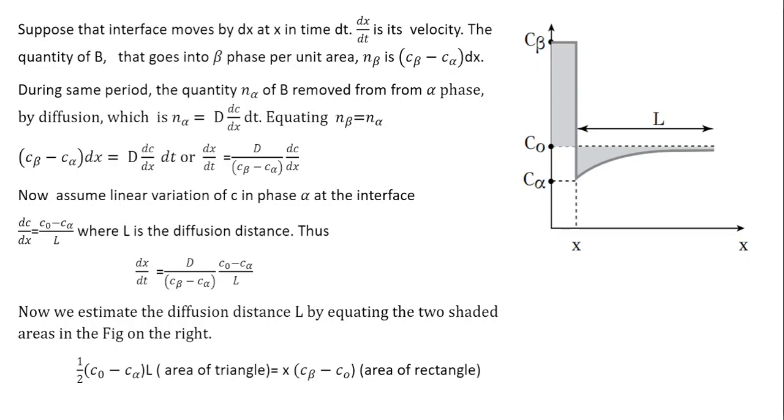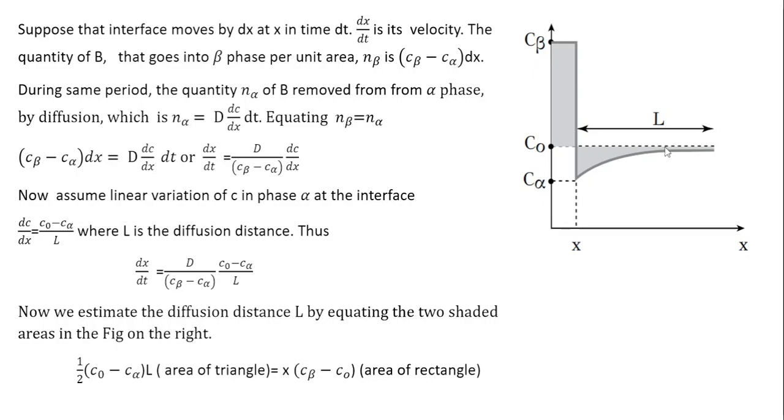Now assume a linear variation of C in the phase alpha at the interface. So this is beta and this is alpha, and L here is called the diffusion distance. So dC/dx is equal to (C0 minus C alpha) by L. So the concentration in the alpha phase is increasing from C0 to C alpha over a length scale of L.